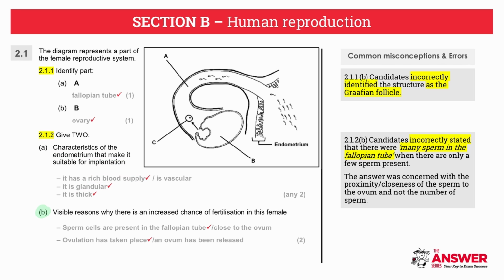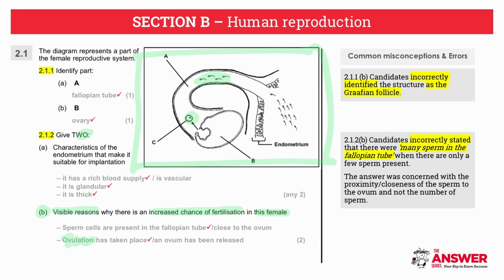And question B asks for two visible reasons why there is an increased chance of fertilization in this female. So you have to actually look at this picture. The marks were allocated for saying that sperm cells are present in the fallopian tube. She wouldn't be able to get a fertilized egg if there were no sperm cells available, and there's no blockage there, so you can see the sperm cells moving towards the egg. And obviously ovulation has taken place. The egg cell, the ovum, is available to be fertilized.